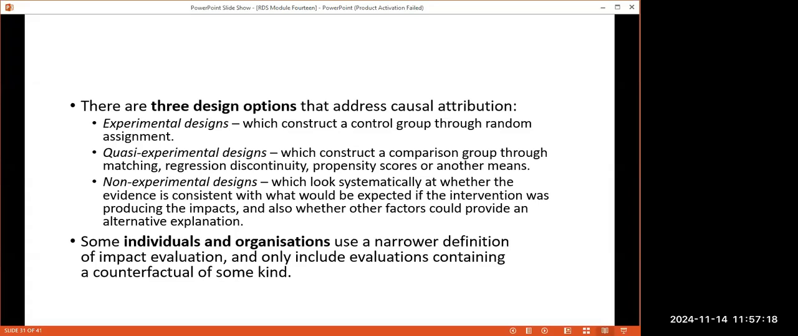If you want to understand whether there's a difference between those who benefit and those who do not, you look at those who are exposed or benefited, see their level of, maybe, literacy, and then you look at those who have not been. So that becomes what you call experimental design, and it's very common. Then there's a quasi-experimental design, which is a construct that compares groups through matching, regression discontinuity, propensity scores, or other means.